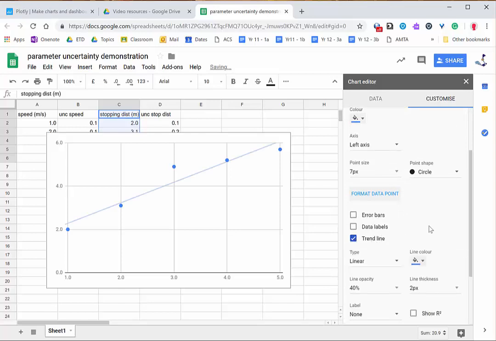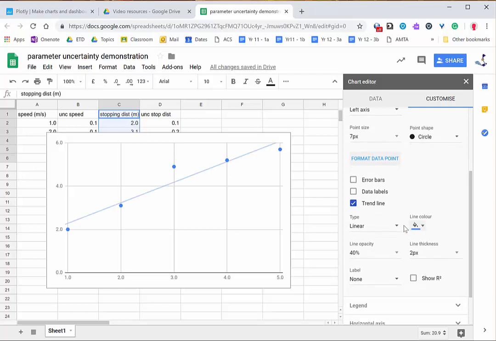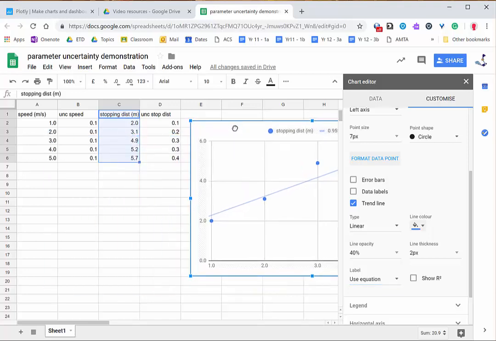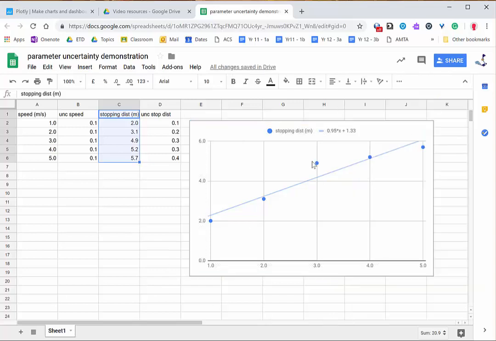All right, so this is the trend line that you can also do in Plotly. And I'm going to include as a label the equation. So it is a slope of around 0.95 and a y-intercept of 1.33. Now this is just for reference because in Google Sheets we can't add error bars of a specific size. So you could go ahead and put in your y and x labels there.